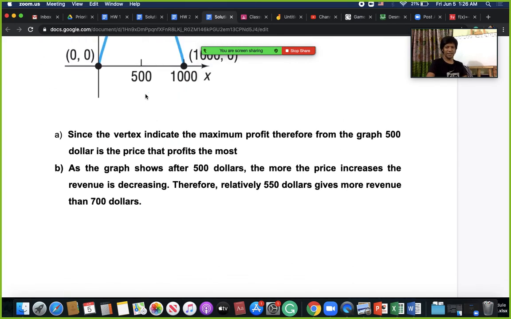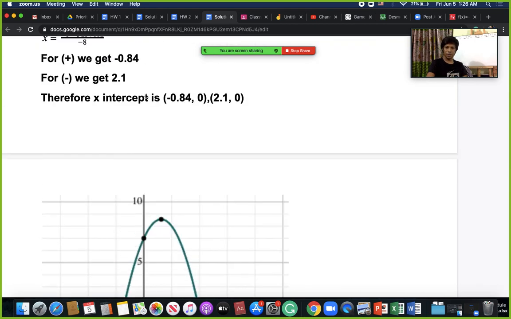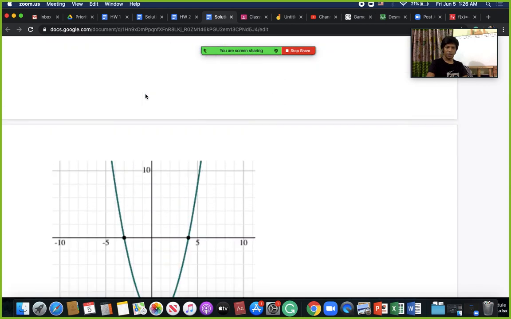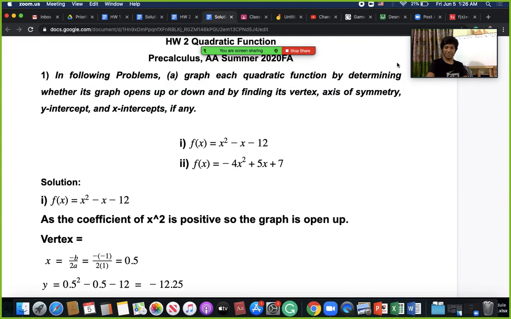So this is the solution of this kind of math, and I hope it helps you a bit. Thank you all. Thank you so much.